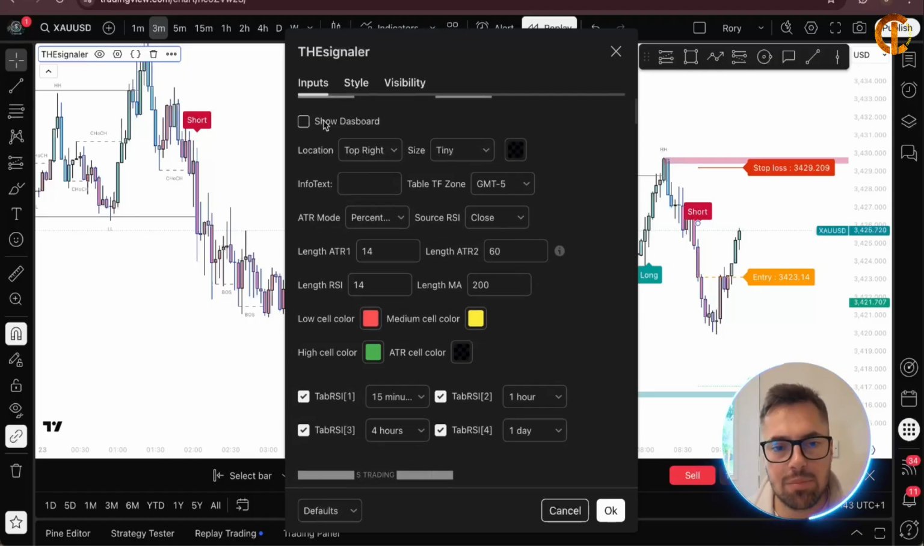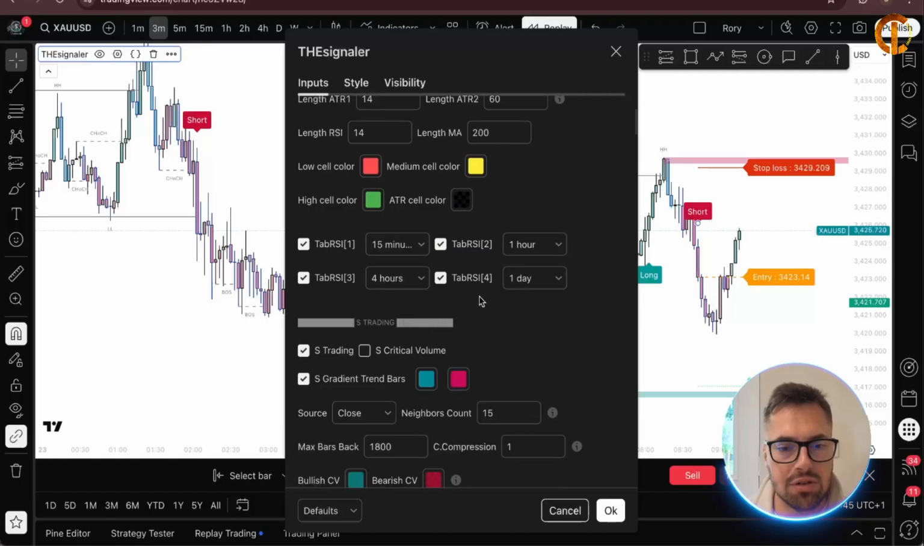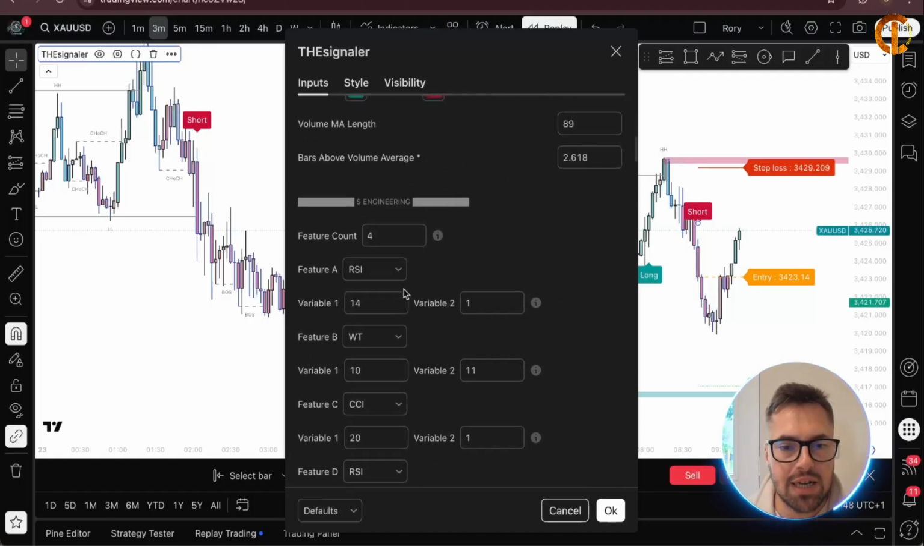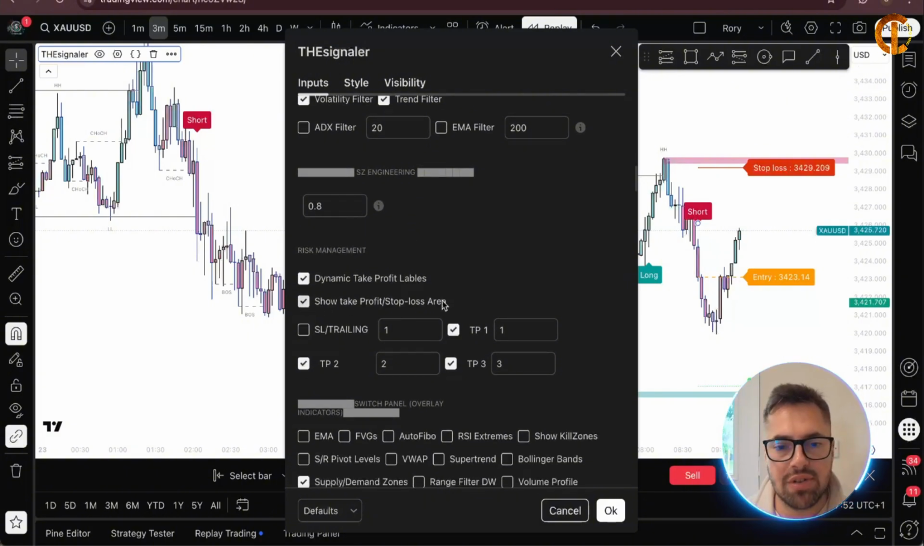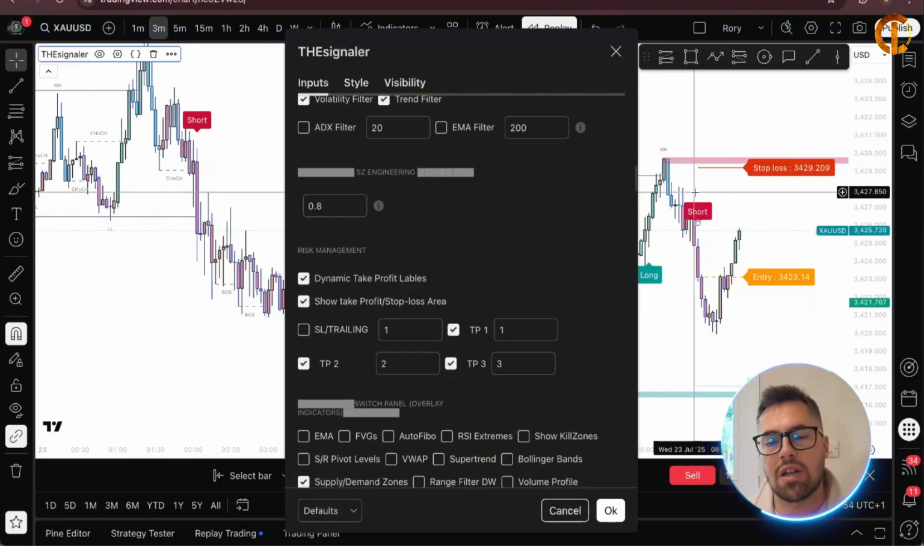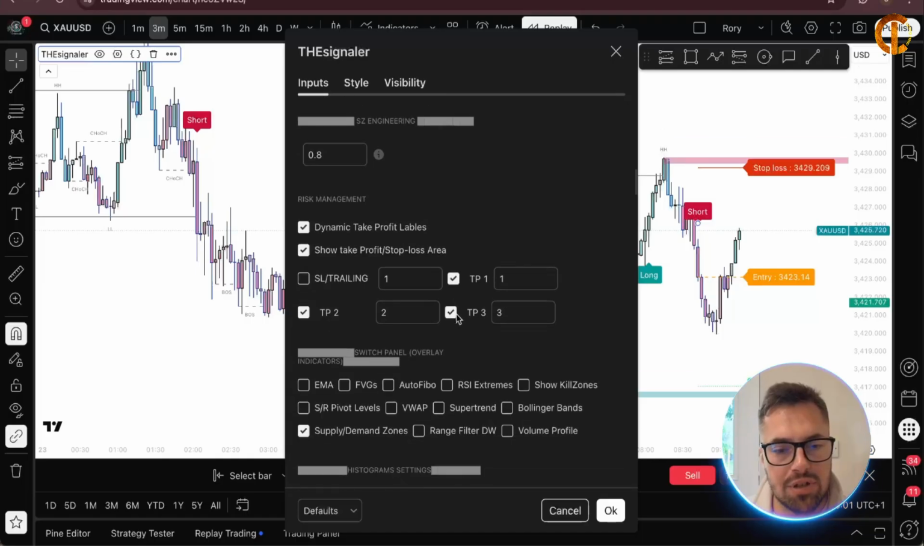You have the dashboard. I choose not to have it on. It takes up screen space. I don't need it. You have S trading, you have S engineering, you have SZ engineering. Obviously, you can show the take profit, stop loss. If you want to take these off and just use it for a technical analysis tool instead, that's fine. Today, I'm going to be showing you some of the signals that it gives.